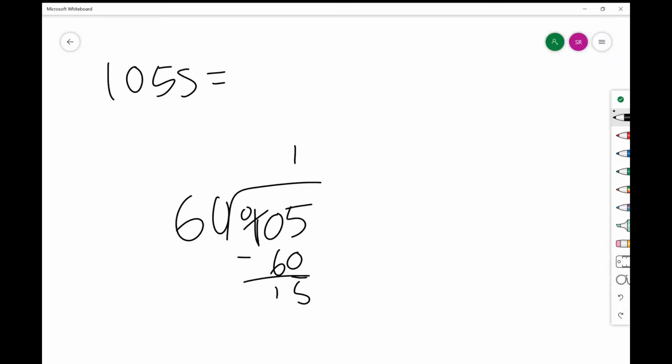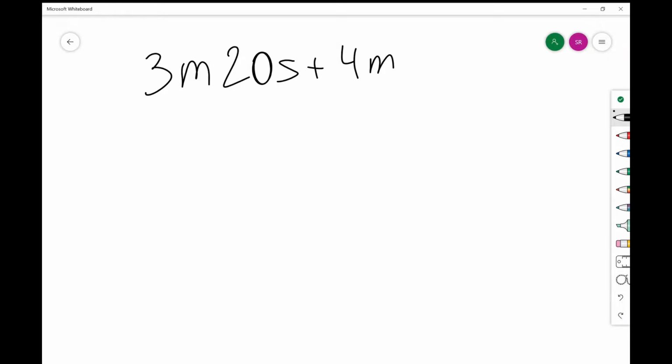So, and that's 4. So we have 1 minute and 45 seconds. So another thing that you guys will have to do, and this is kind of a review of a previous lesson that we've done, is that you'll either have to add or subtract time together.